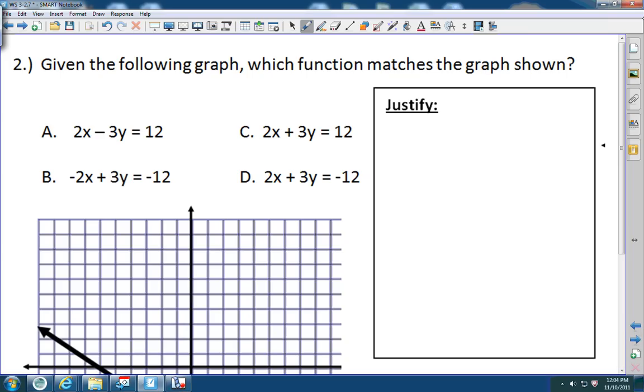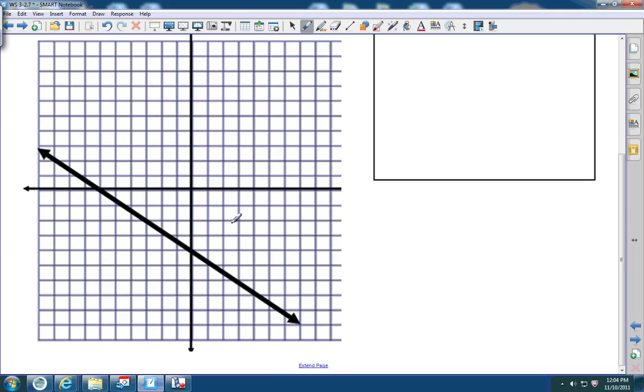So I'm going to go down here, and I'm going to find the equation of this line. That's the first thing I'm going to do. So I'm going to put a dot right here, and I'm going to find my slope and my y-intercept. My y-intercept, 1, 2, 3, 4, 0, negative 4. Okay? Now to find my slope, is my slope going to be positive or negative? Why would it be negative? The line is going down.